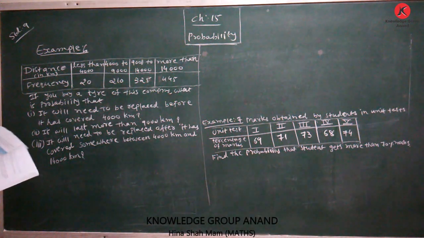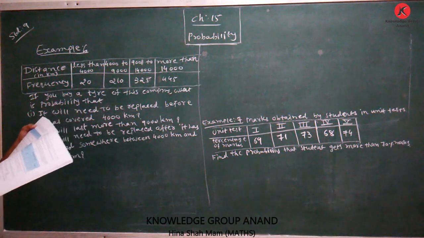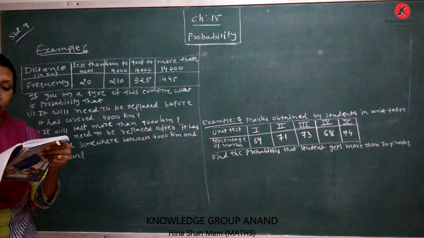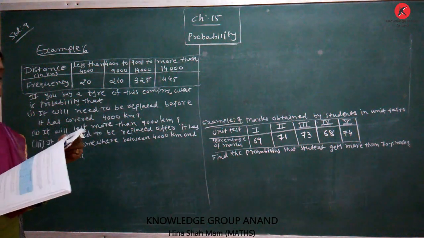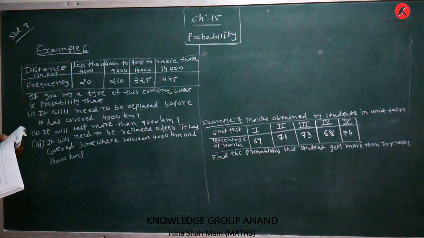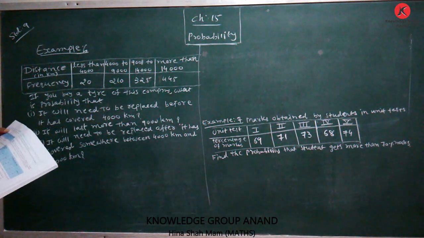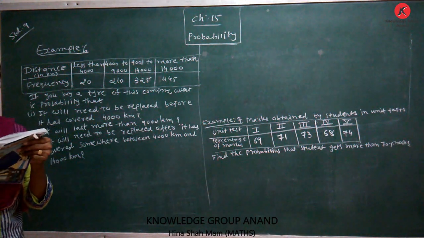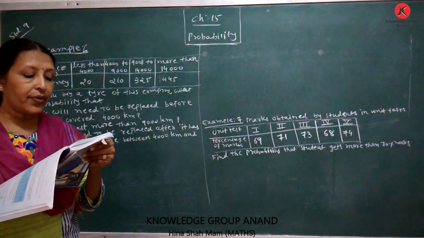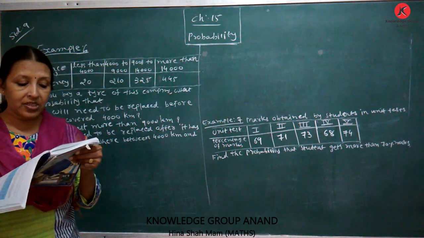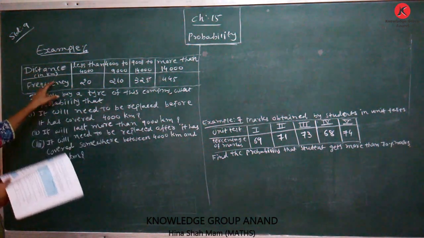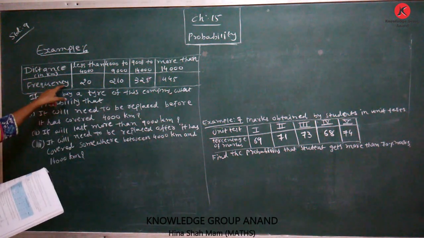In textbook, you read this question. A tire manufacturing company kept a record of the distance covered before a tire needed to be replaced. The table is given here. Distance in kilometer, frequency.